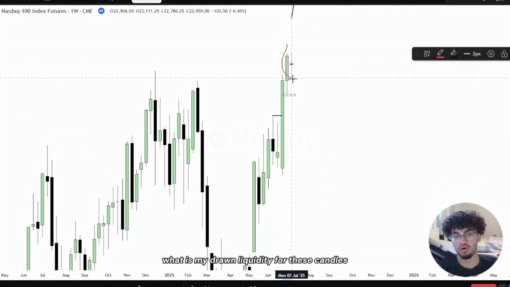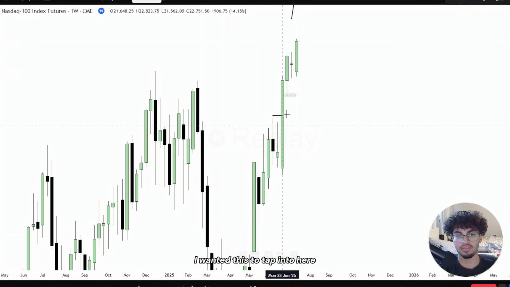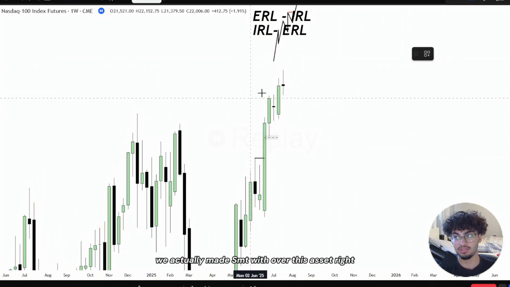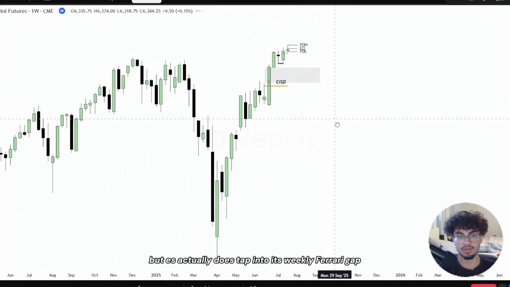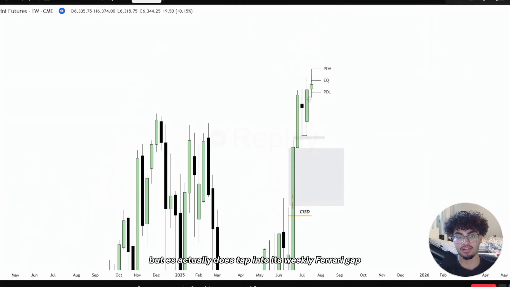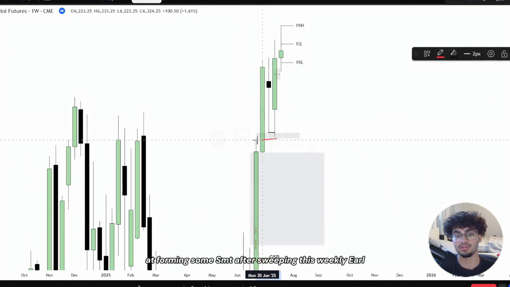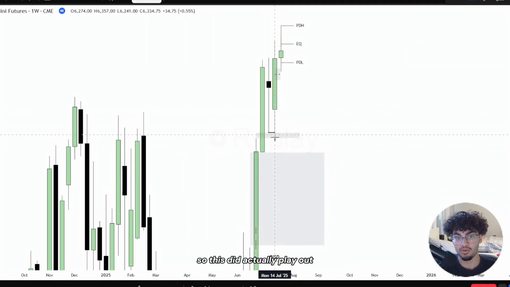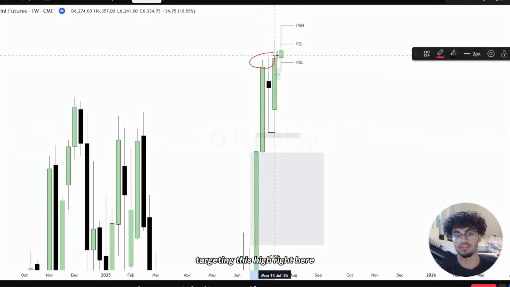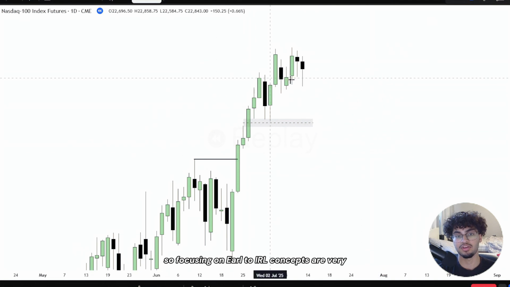What is my drawn liquidity for these candles? I kept saying this throughout the weeks. I wanted this to tap into here. Unfortunately, we actually made SMT with this asset, right? But ES actually does tap into its weekly fair value gap, which you can clearly see. ES tapped into its weekly fair value gap, forming some SMT after sweeping this weekly ERL. So this did actually play out, and we got that bullish reaction targeting this high right here. So focusing on ERL to IRL concepts is very, very important.